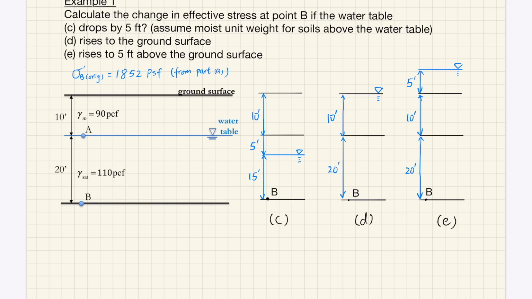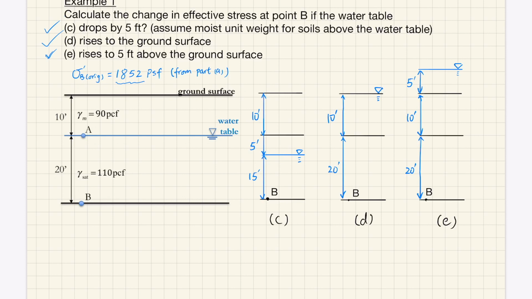Parts C, D, and E of example 1 deal with the change in effective stress at point B if the water table changes. So we're going to look at 3 scenarios. The first one is the water table drops by 5 feet. This can be caused by, for instance, dewatering during a construction project. Part D is the case where the water table rises to the ground surface. And part E is the case where the water table rises to 5 feet above the ground surface. And the original effective stress at point B that we calculated from part A is 1852.